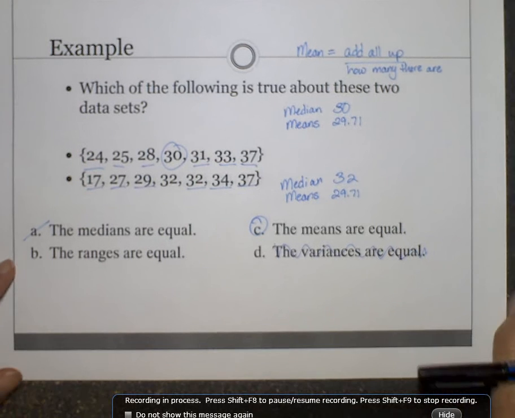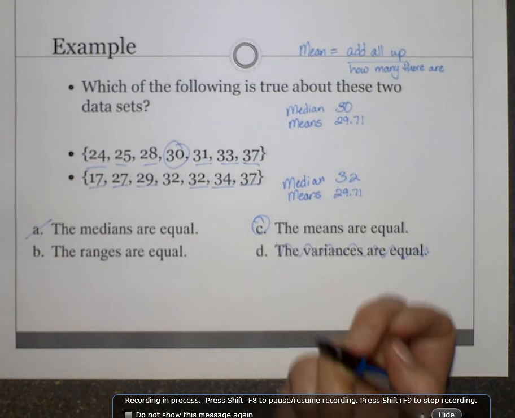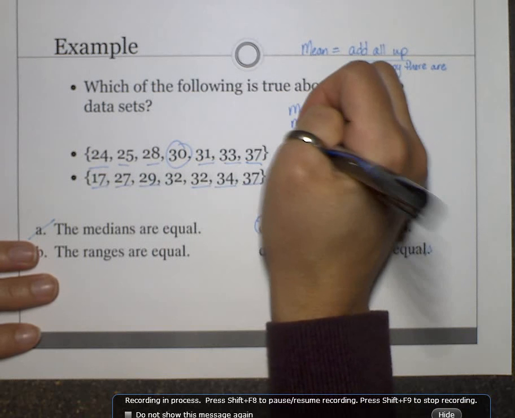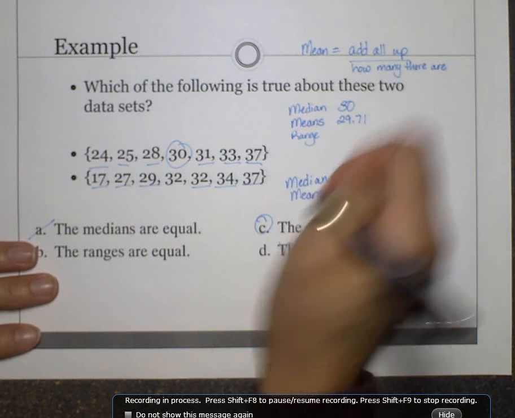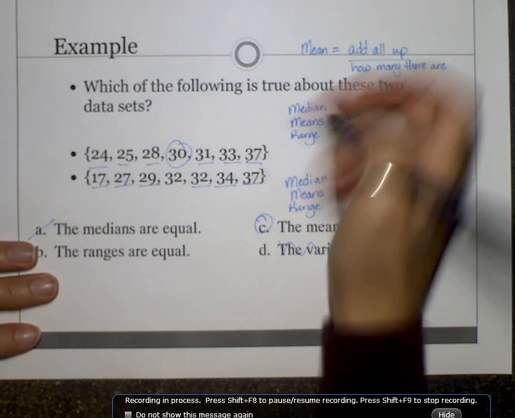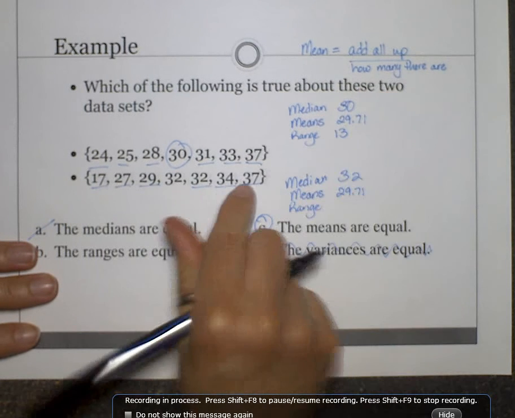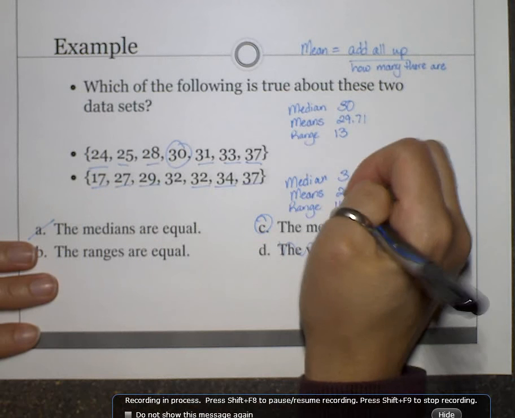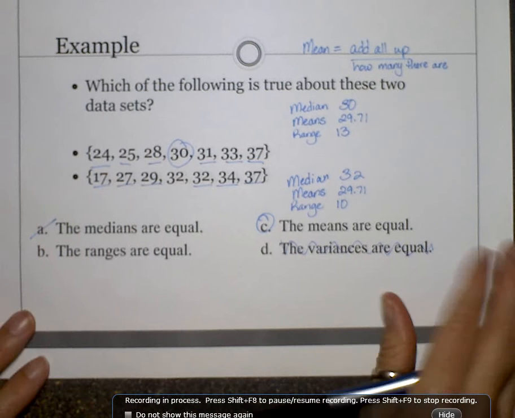We're going to look at the ranges. A range is easy. You take the biggest number and subtract the smallest number. So for this, 37 minus 24 would be 13, and 37 minus 17 is 10. So we have one answer. The answer is C. Those are not equal.